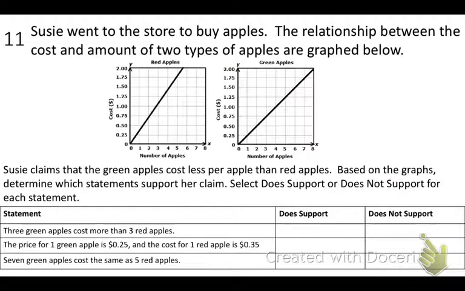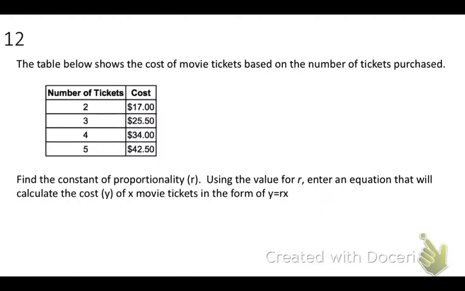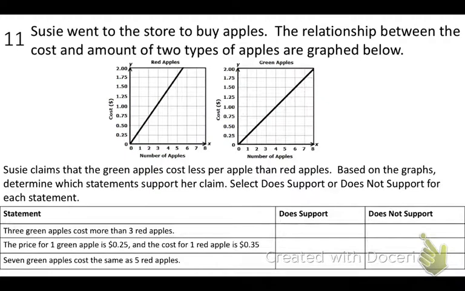So we're going to use the graphs here to answer these questions. And if you look here, cost is on the side, and number of apples is at the bottom. So cost, number of apples.